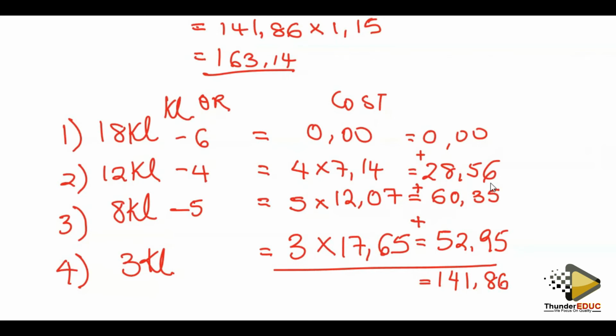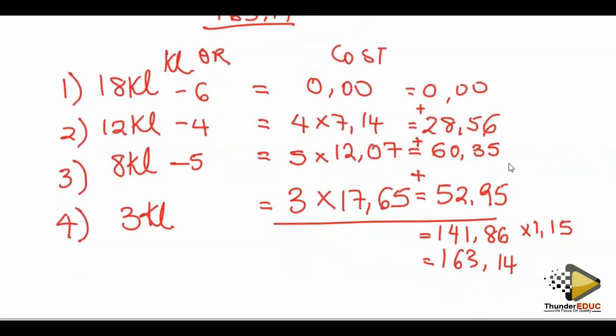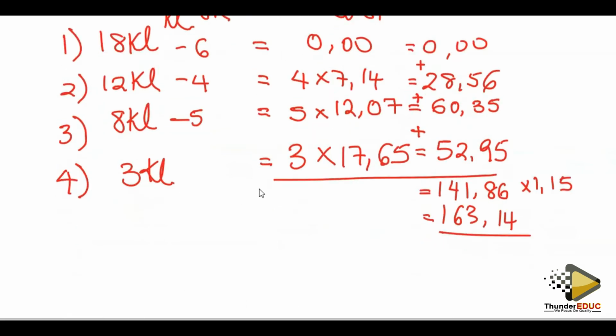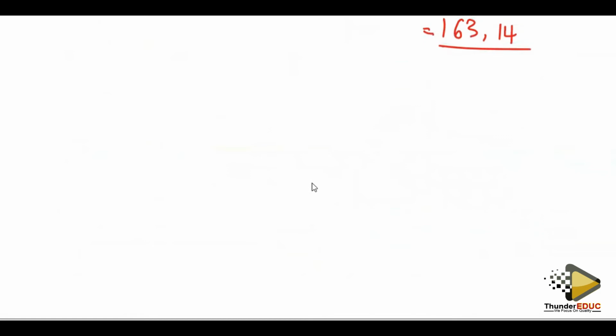So because we never had VAT on there, we include the VAT also here, which will be 163 rands 14 cents. You see, this is another method. Step by step.